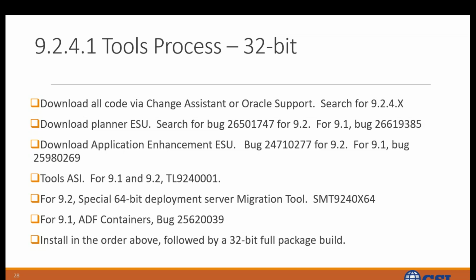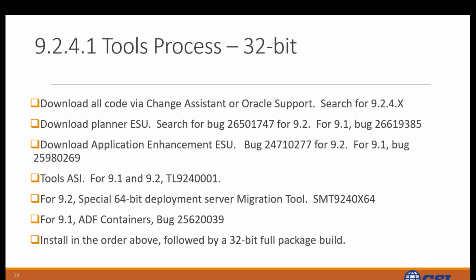You're also going to need the automated special instructions, and it used to be different for 9.1 and 9.2, but this time it's the same one, TL924001. So you search for that in Change Assistant. You can go to Oracle support as well, but I find it easier to find things in Change Assistant and get that automated special instructions. That's the thing that'll create all of the new tables and populate them that you need.